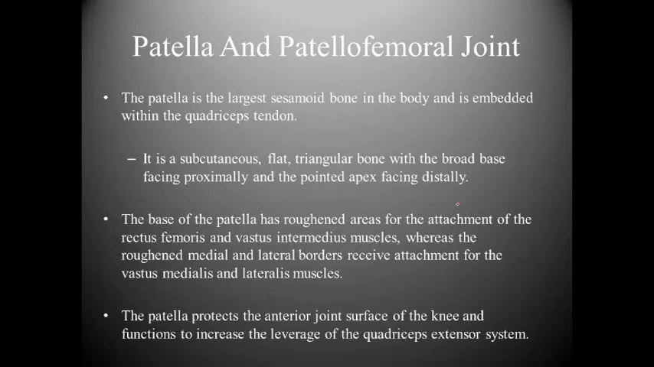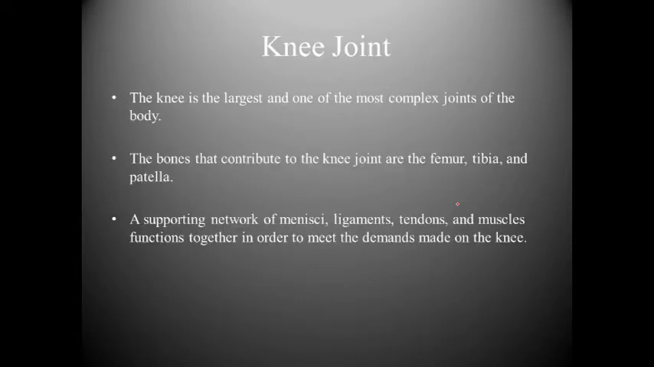So that brings us to the patella. The patella is the largest sesamoid bone in the body and is embedded within the quadriceps tendon. It is a subcutaneous, flat, triangular bone with a broad base facing proximally and a pointed apex facing distally. The base of the patella has roughened areas for the attachment of the rectus femoris and vastus intermedius muscles, whereas the roughened medial and lateral borders receive attachment for the vastus medialis and lateralis muscles. The patella protects the anterior joint surface of the knee and functions to increase the leverage of the quadriceps extensor system.